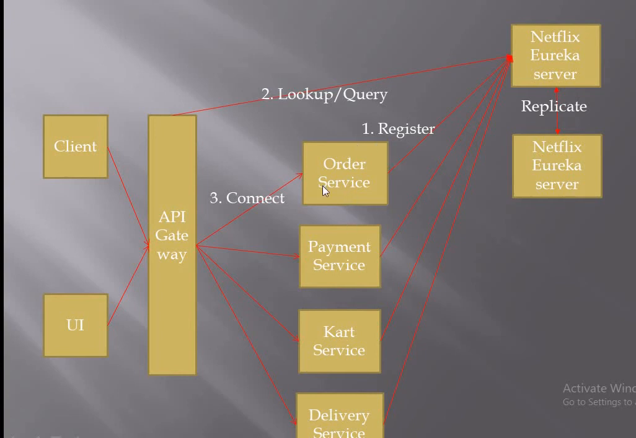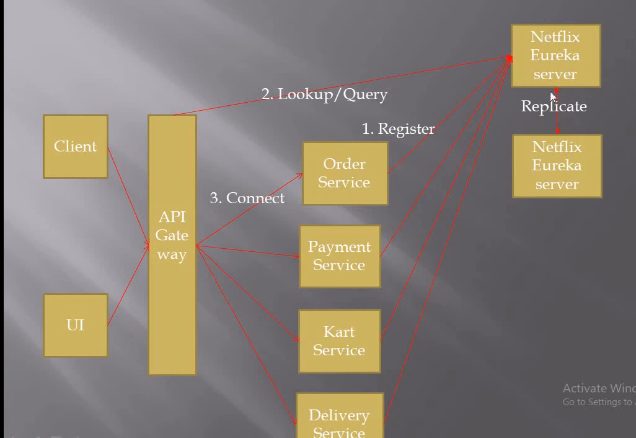Now, the same thing will happen if order service is going to connect with payment service. If order service needs to connect with payment service, it will look up or query the Eureka server: give me the instance of payment service which is free. The Eureka server provides the instance of the payment service to order service, and then order service will connect to the payment service using the load balancer.